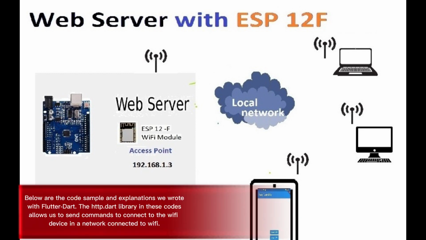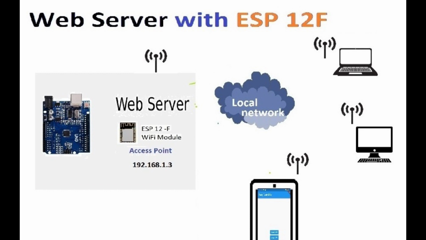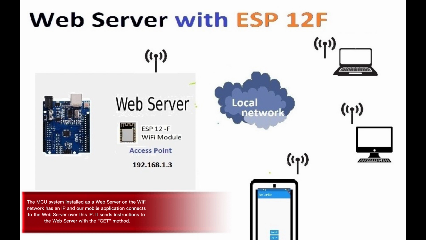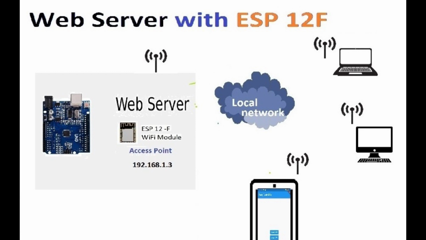Below are the code sample and explanations we wrote with Flutter Dart. The http.dart library in these codes allows us to send commands to connect to the Wi-Fi device in a network connected to Wi-Fi. The MCU system installed as a web server on the Wi-Fi network has an IP, and our mobile application connects to the web server over this IP. It sends instructions to the web server with the GET method.